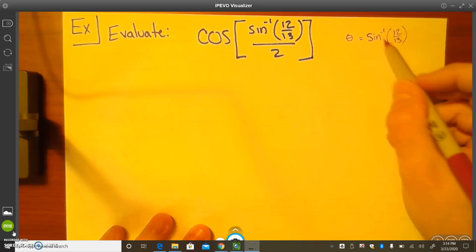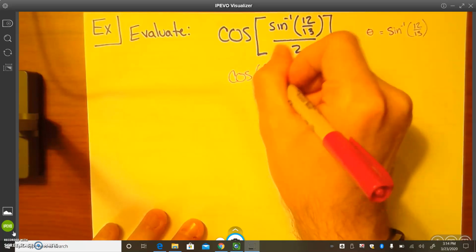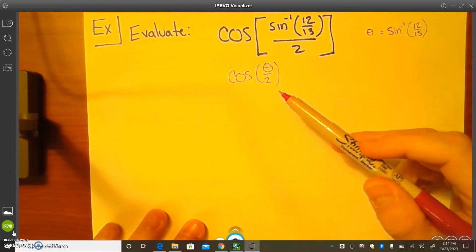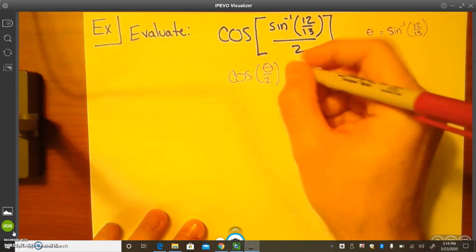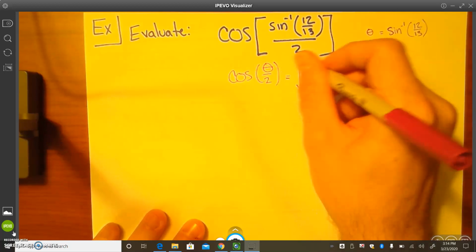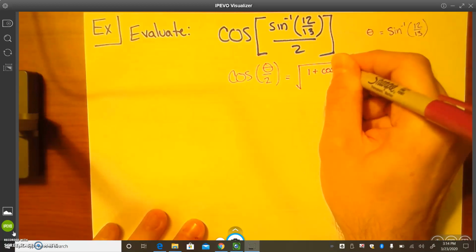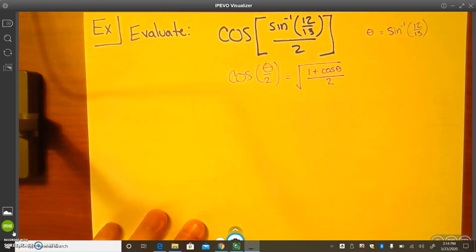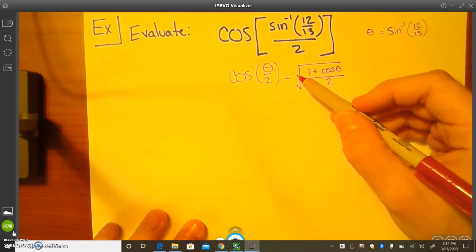So let's just call that theta. If this comes out to be whatever angle it is, then that means the original expression is now cosine theta over 2. Now it's in a more recognizable form. Now that's something we can make a substitution for. So cosine theta over 2, we have our formula, square root 1 plus cosine of your angle all over 2. So now the problem here is, how did I know to use the positive root here instead of the negative root?